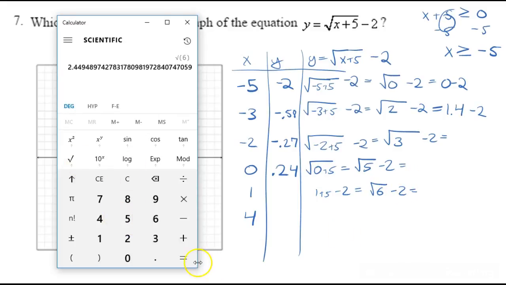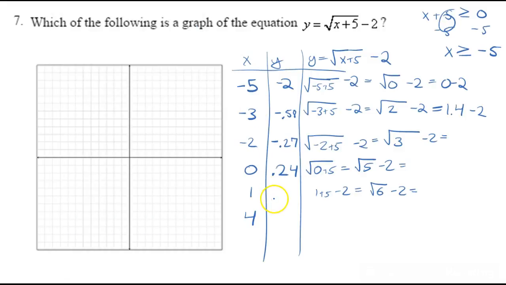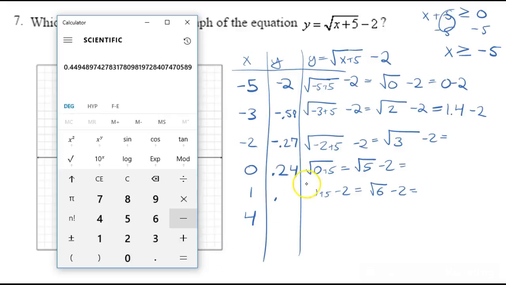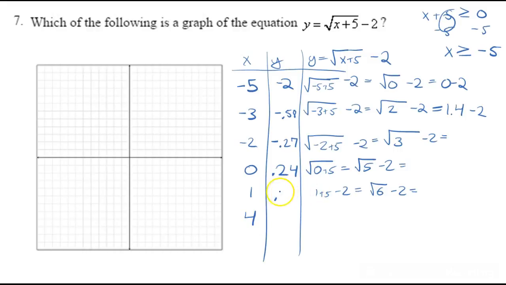So the square root of 6, minus 2, which is about 0.45. And now we get to 4. So we have the square root of 4 plus 5, minus 2. So 4 plus 5 is 9, minus 2. The square root of 9 is 3. So 3 minus 2 is 1.